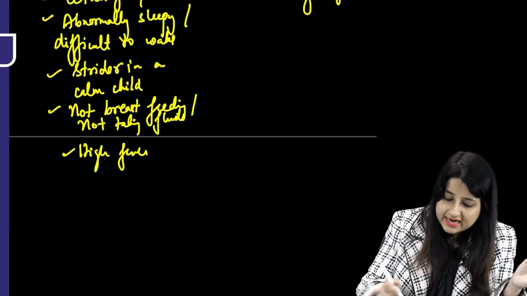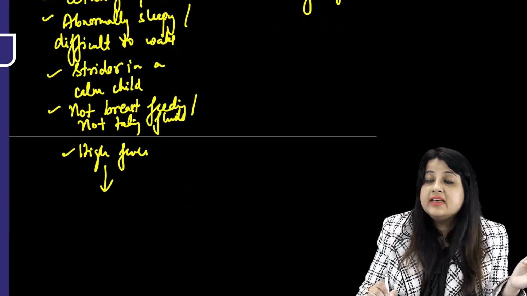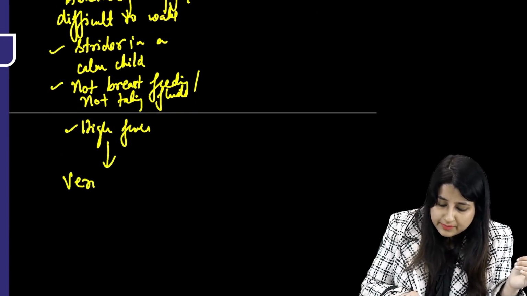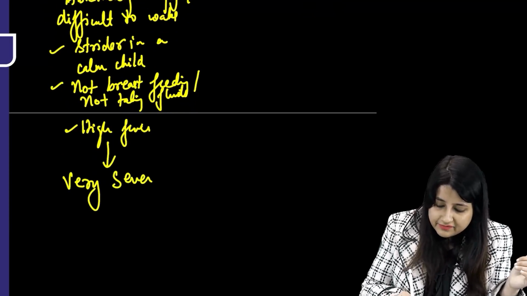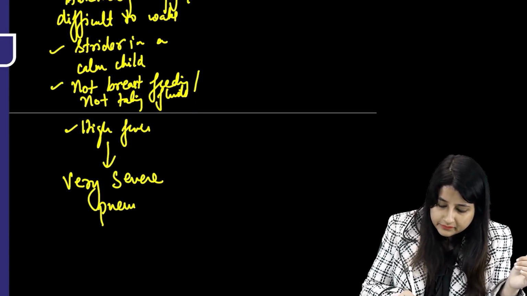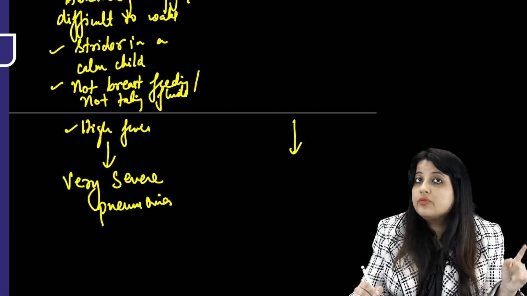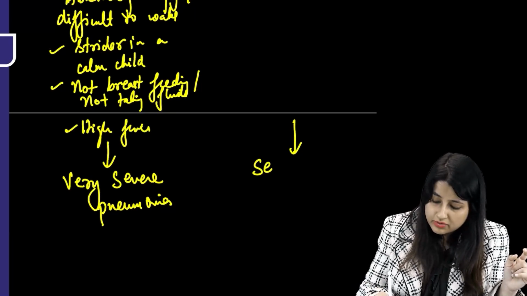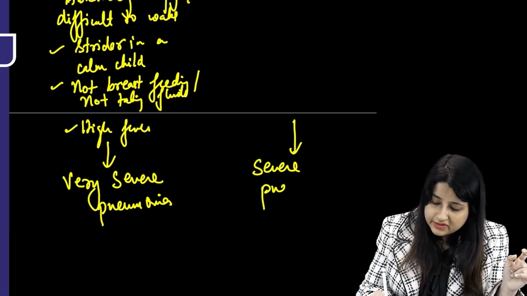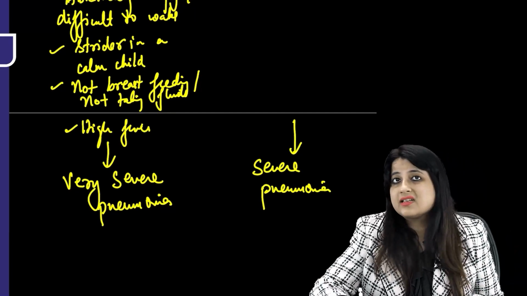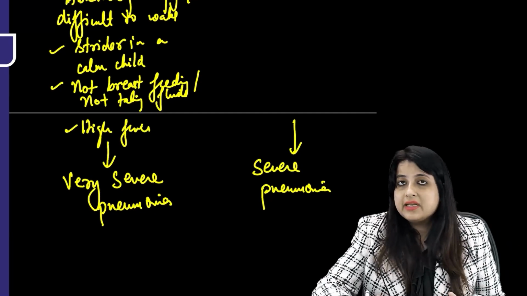Now, based on that, how are you going to classify? If it's an up to 2-month-old baby, that will be very severe pneumonia. And if it's a 2-month to 5-year-old baby, we will only call it severe pneumonia. Did you understand? This is the classification. Extremely important, guys.